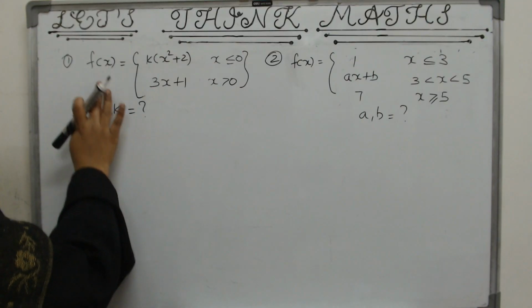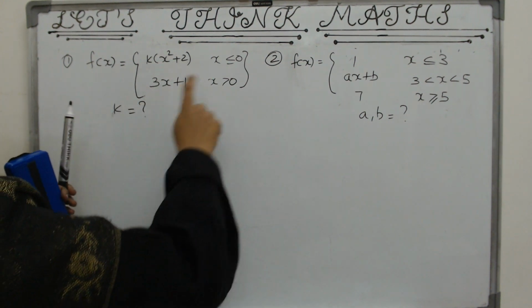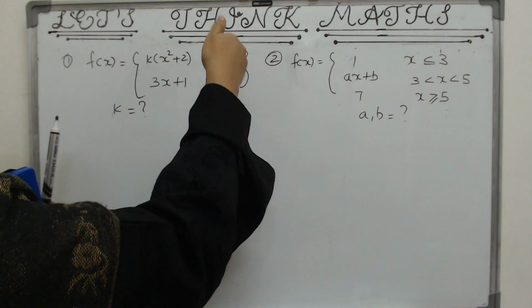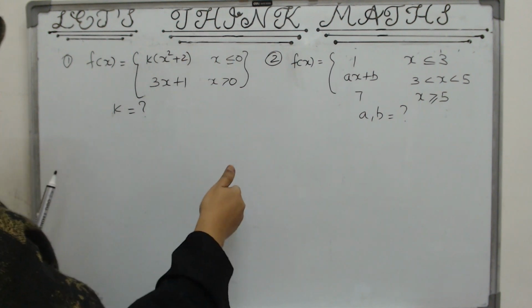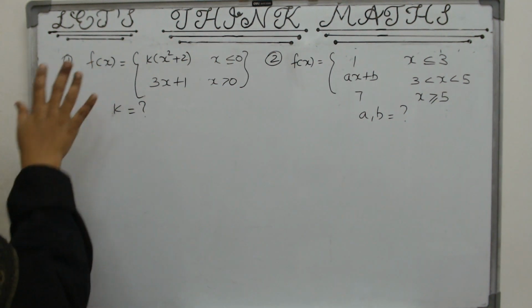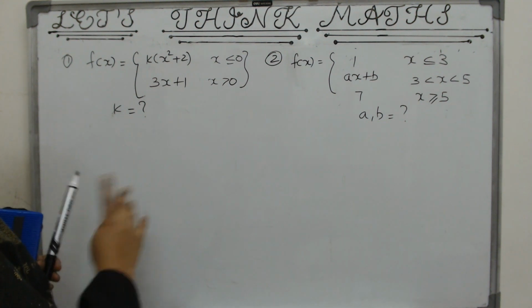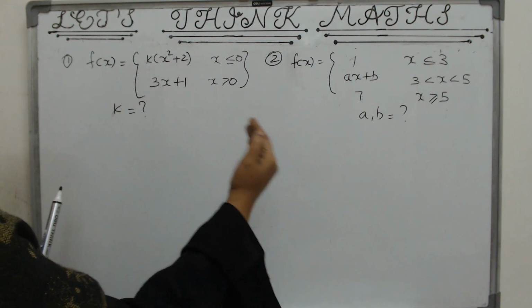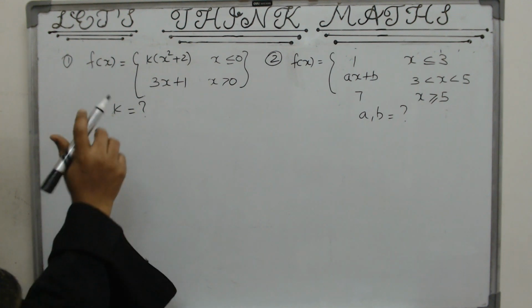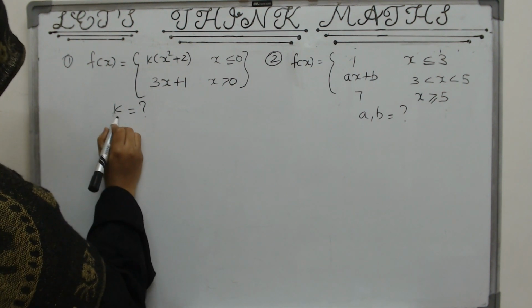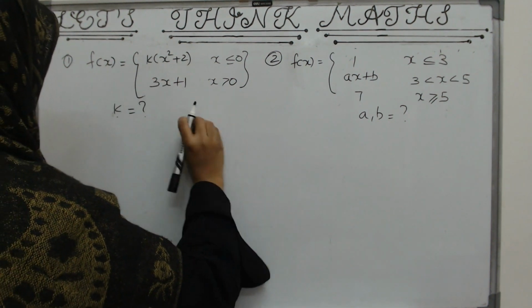We come to 2 practice questions. Look at the first function f of x. Where do you see the break? The break is at 0. So at 0, you see that this f of x behaves like a piecewise function. It has 2 different values, one before 0, one after 0. Now, what should be the value of k if it is continuous at the point 0?